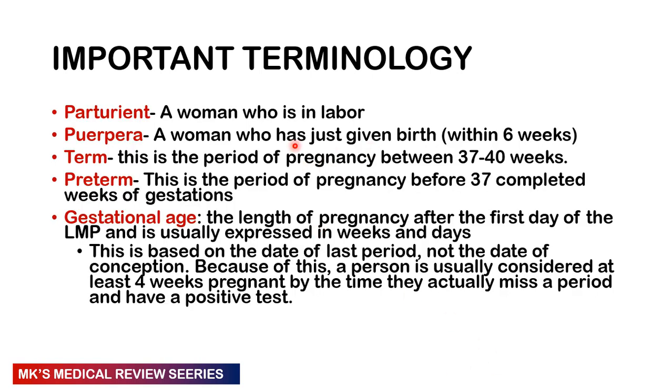A parturient is a woman who's in labor, and the puerperium or the puerpera is a woman that has just given birth within 6 weeks, and the puerperium is the period after birth, so that's about 6 weeks. Then term is going to be the period of pregnancy between 37 to 40 weeks. Preterm is the period of pregnancy before 37 completed weeks of gestation, and postterm is after 42 weeks of gestation.